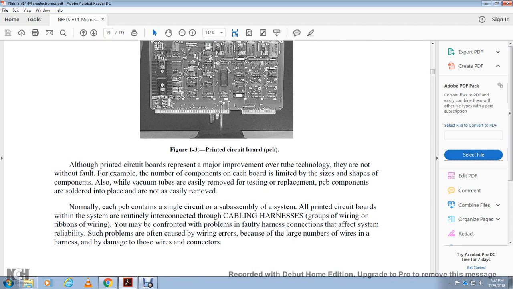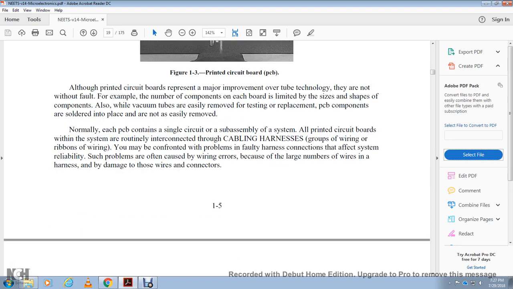Normally, the printed circuit board contains a single circuit assembly within the system. All printed circuit boards within the system are routinely interconnected with cable harnessing, grouping wires into ribbons, but they may be confronted with problems of faulty harness connections that affect system reliability. Such problems are often caused by wire fraying, because of the large number of wires, and by damage to the wires and connectors.